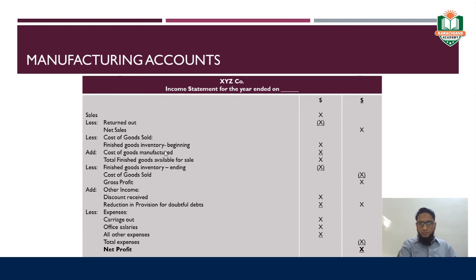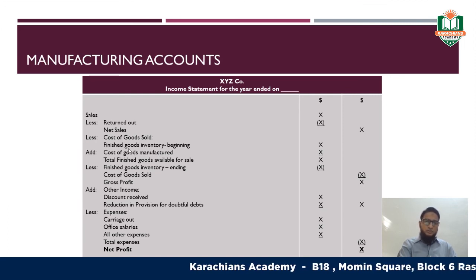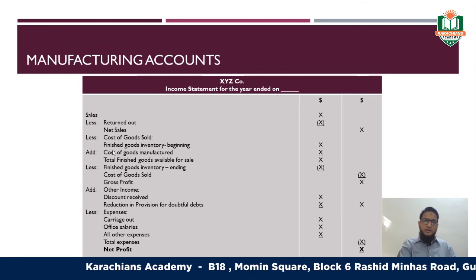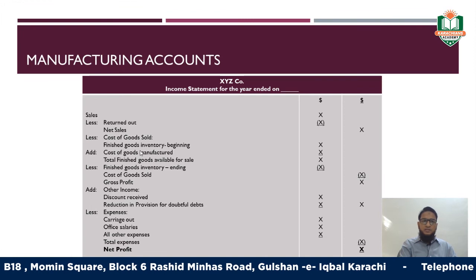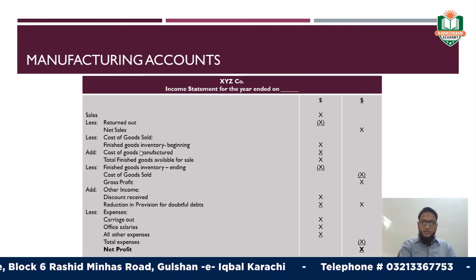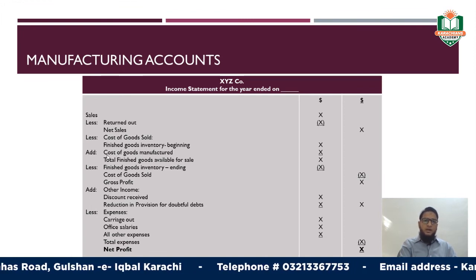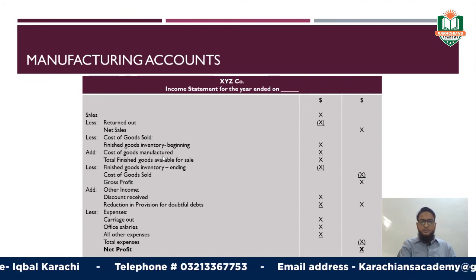Sometimes it also happens that the company is purchasing finished inventory from outside. Now you have to write it here: add to the opening balance of the finished goods inventory the purchases of finished goods, right? Then you have to add the cost of goods manufactured, right?